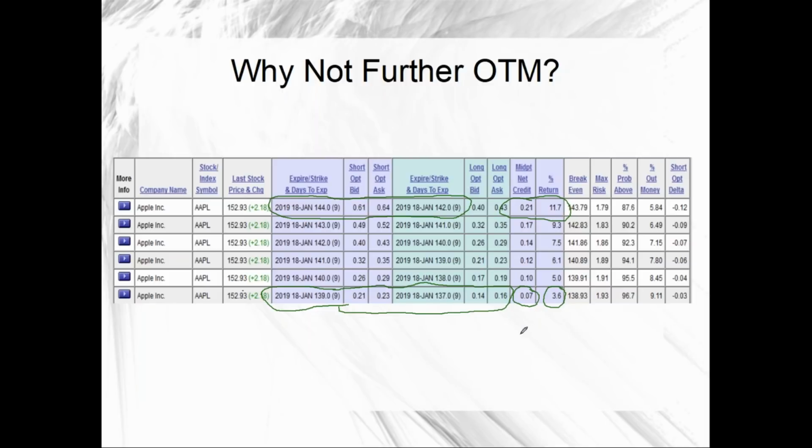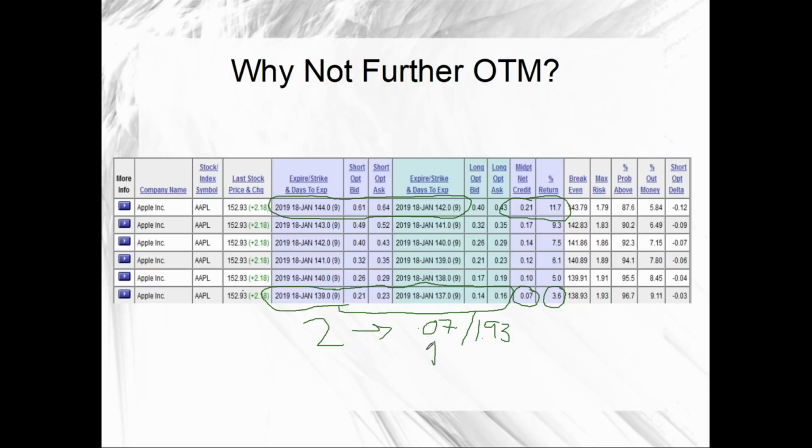But how many contracts are you going to allocate? In this case, on a 2-point spread and receiving 7 cents net credit, that 3.6% return is a 7-cent credit over a risk of 193.